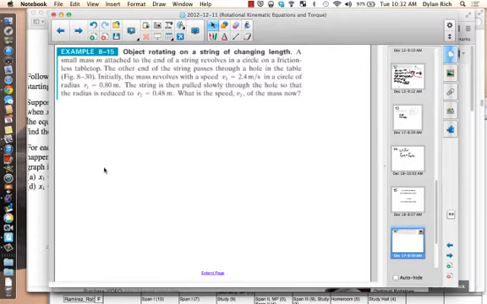This is the problem we were discussing yesterday. An object rotating on a string changes the length of the string. A small mass m is attached to the end of a string and revolves around a circle on a frictionless tabletop. The other end of the string passes through a hole in the table. Initially, the mass rotates with a speed of 2.4 meters per second in a circle with radius 0.8. So I'll draw my tabletop.